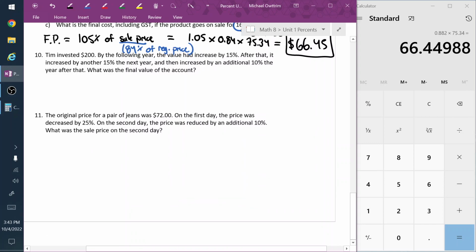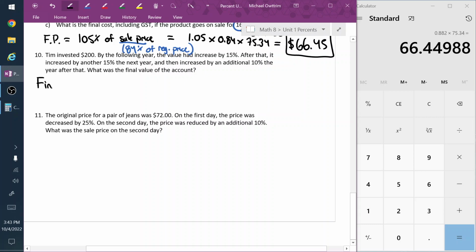Last two questions. Tim invested $200. By the following year, the value had increased by 15%. After that, it increased by another 15% the next year, and then increased by another 10% the year after that. What's the final value of the account? So this is going to be a percent of a percent problem. The first year, we have 15% increase of $200. After that, we have a 15% increase of whatever we had before. And after that, we have a 10% increase of that second year amount.